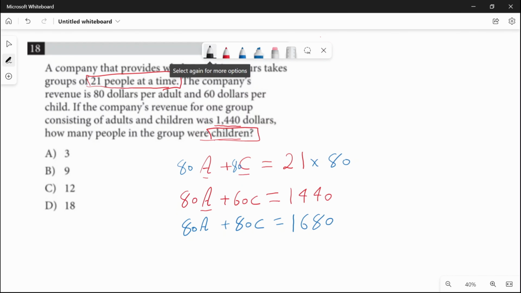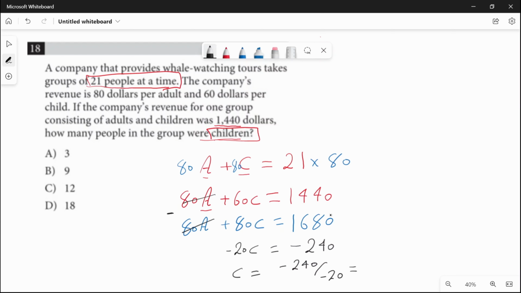Next step is subtracting. Subtracting these two equations, we will cancel out the values of A. 60 minus 80 is equal to negative 20C. And 1440 minus 1680 is equal to negative 240. Then we will divide negative 240 by negative 20. Dividing these two values, we will get the value of C, which is equal to 12. So the answer for this question is choice C.